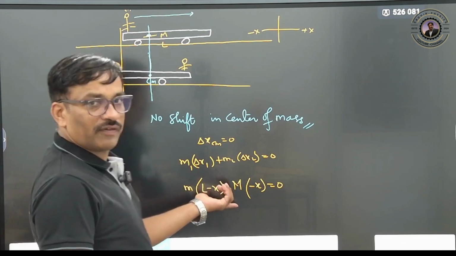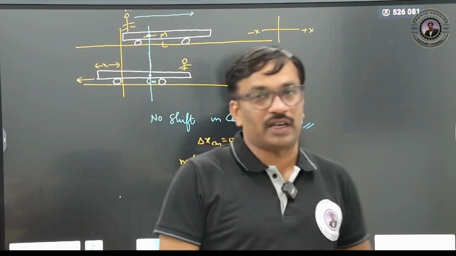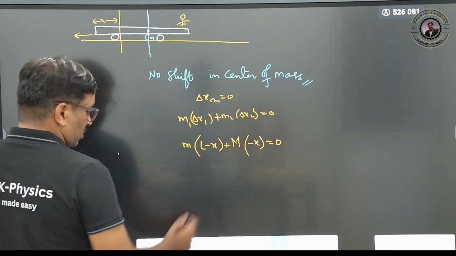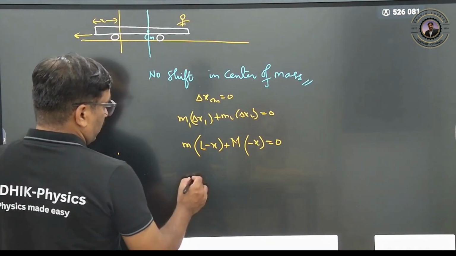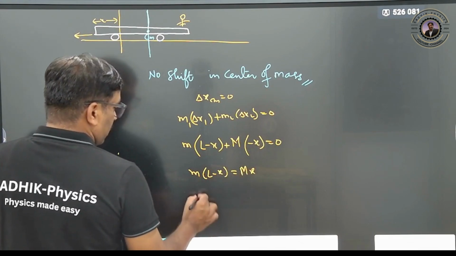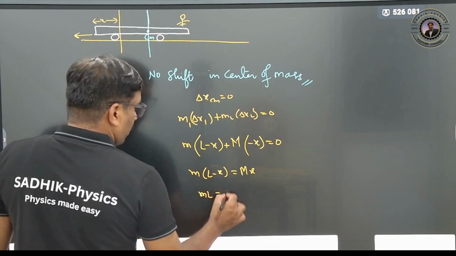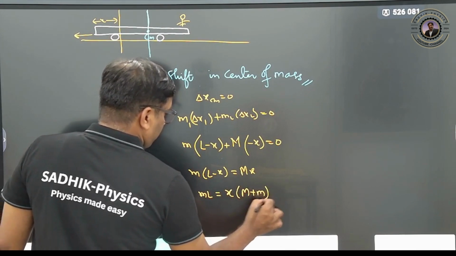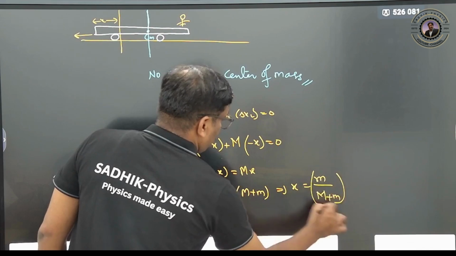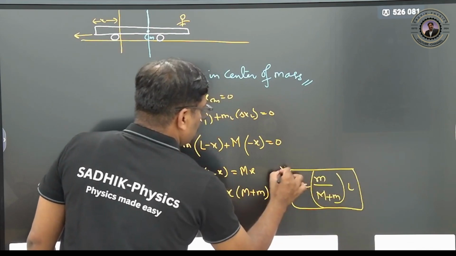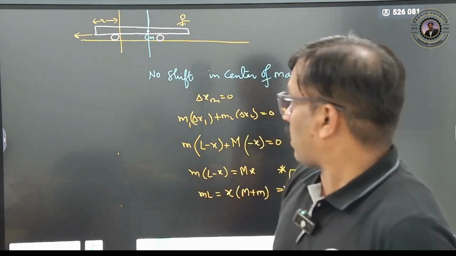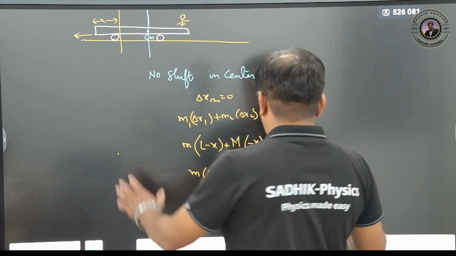This type of different questions I already did in the law of conservation of linear momentum. Please check out that concept, check out that video, so then you can solve it very simply. So here m into L minus x will be equal to M x. Therefore m into L, x taken common, M plus m, that implies x is equal to small m by capital M plus small m into L. This much distance is moved by this plank in the backward direction. Clear?